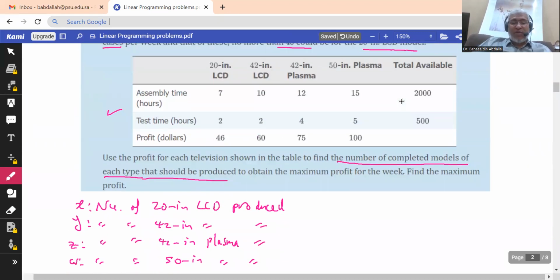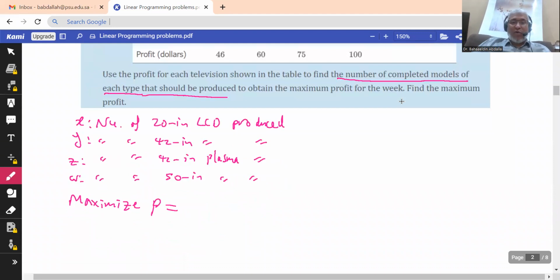Okay, the profit comes from where? From here. $46 for the first model. So if I want to find the profit from producing or selling all of these models, I multiply the profit for the number of this model produced, which is X. So 46 times X, 60 times Y, 75 times Z, 100 times W will give you the profit. And now subject to the last step, the constraints.